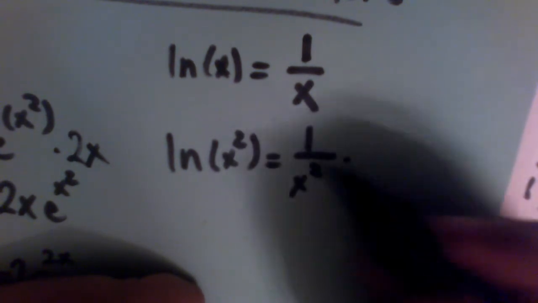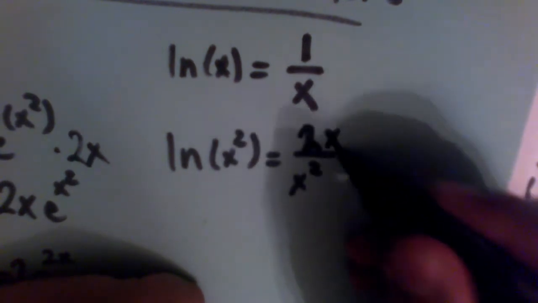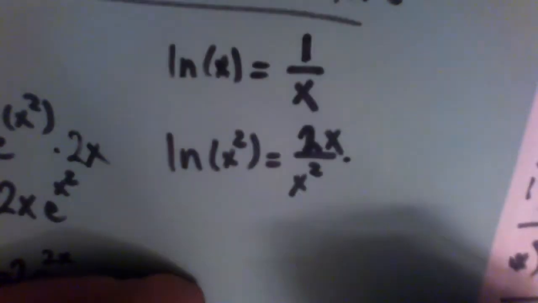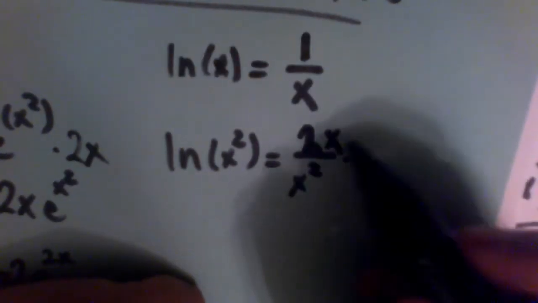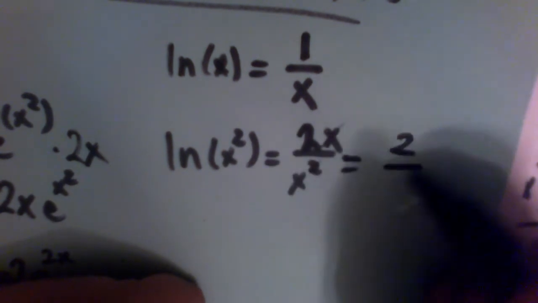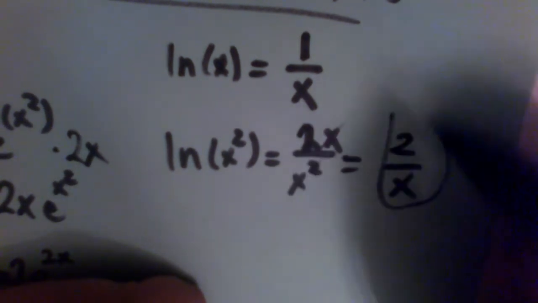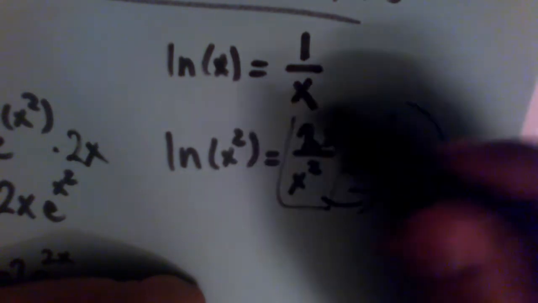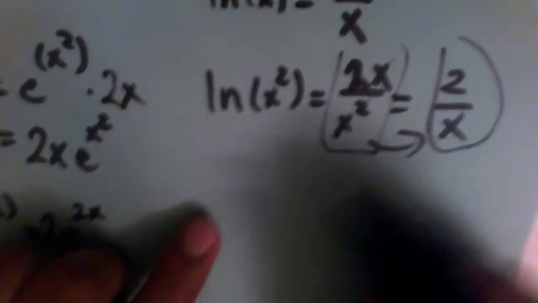If it's times 2x, I can just write it in the numerator: 2x over x squared. And then the x's can cancel out, and I'm just left with 2 over x. This is just a case of simplifying, but the real answer would be 2x over x squared. But let's do one more.